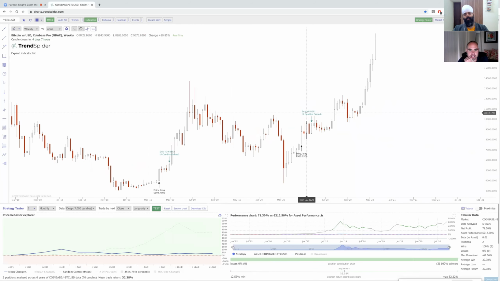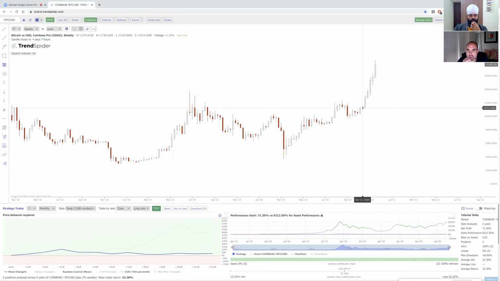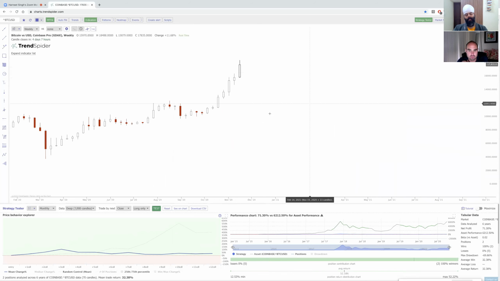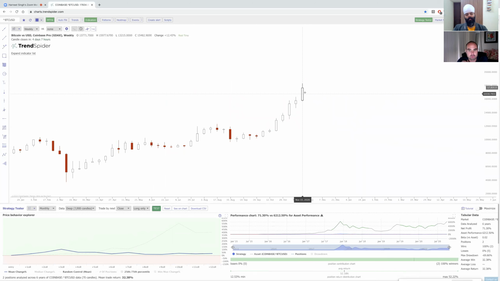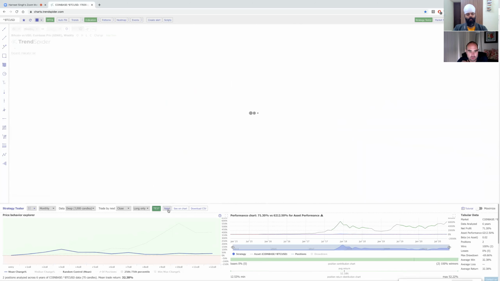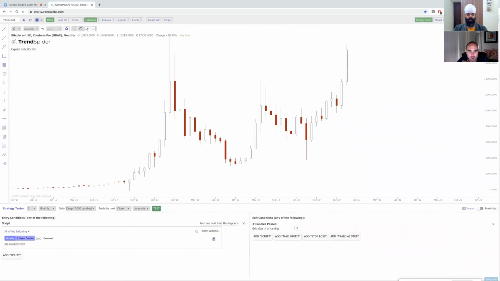And you can see here that we have had 1, 2, 3, 4, 5, 6. This is the 7th green weekly candle in a row on this chart. That's some pretty extreme moves up. Now, what we want to do is let's go redo this backtest.